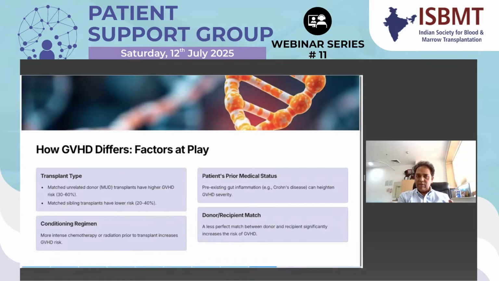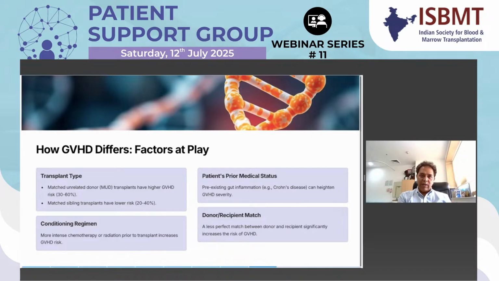It also depends what is the conditioning regimen that we use. What do I mean by conditioning regimen? You know that when we do a transplant, we first have to wipe out the patient's own bone marrow with either chemotherapy or radiotherapy. And that is what the medicines we call the conditioning regimen. Now, the more intense, the more aggressive, the more powerful the conditioning regimen, the more powerful the medicines that we use to wipe out the bone marrow, the more increased is the risk of GVHD.